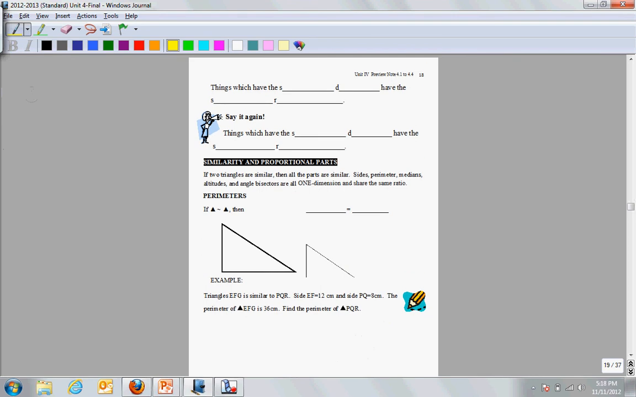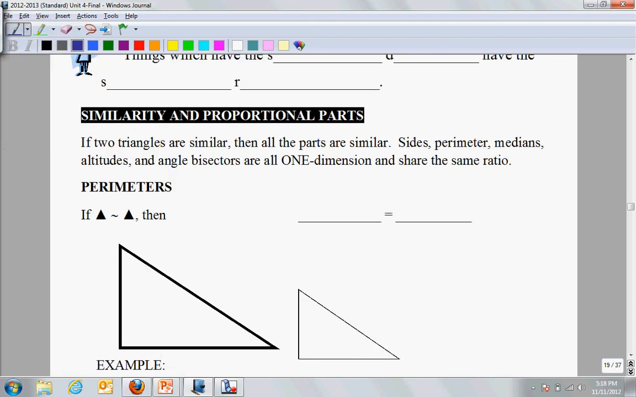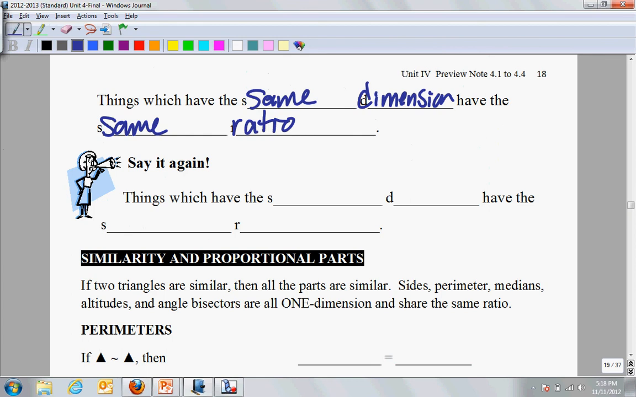Another concept you need to understand very carefully is things that have the same dimension have the same ratio. Things that have the same dimension have the same ratio. I'd like you to say that to yourself and fill in these blanks again, please.